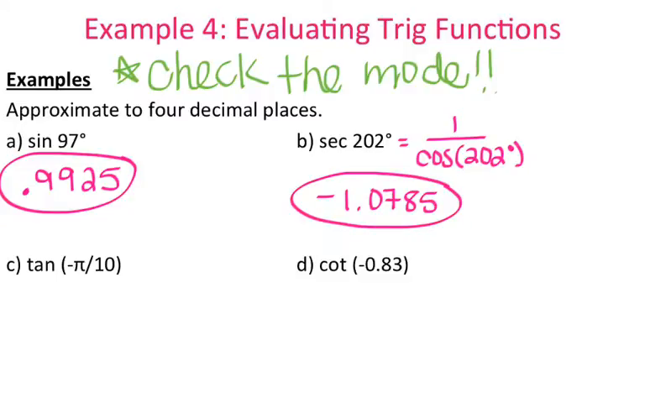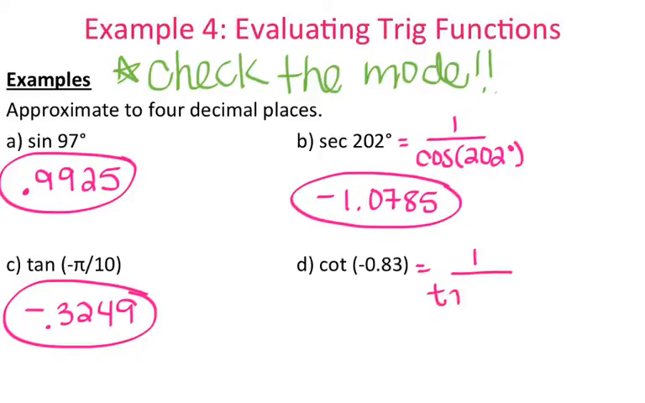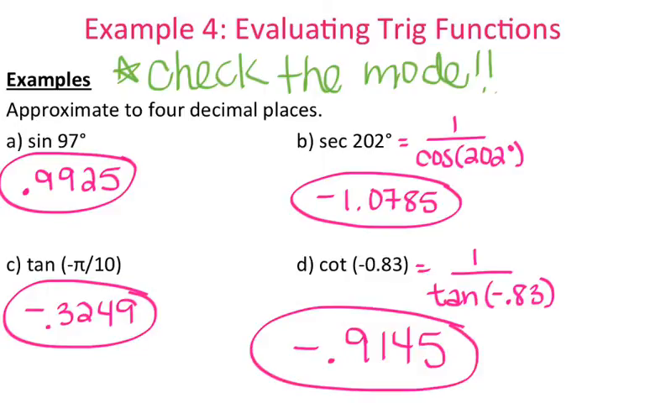And then for tangent, that is in radians, so I'm going to change my mode to radians. And then I'm going to type in tangent of negative pi divided by 10. That gives me negative 0.3249. And then cotangent, I don't actually have a cotangent button, but what I can do is I can do 1 over tangent of negative 0.83. So 1 divided by tangent of negative 0.83 is negative 0.9145. So just a little refresh on using the calculator.